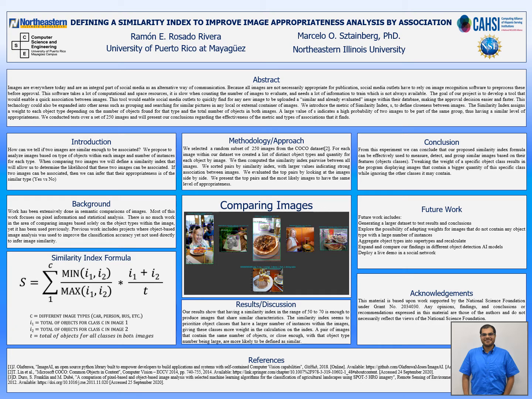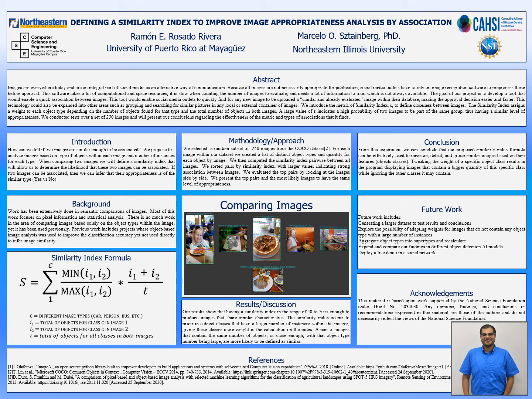Future work that can be done to this project includes generating a larger dataset to test our results and conclusions. This is because we only used 250 sample images, so we would like to try our findings in a larger environment of data. Future work also includes exploring the possibility of adapting the weights for images that do not contain any object type with a large number of object instances, to test if and how the similarity index formula behaves and if it is still accurate in finding similar images.